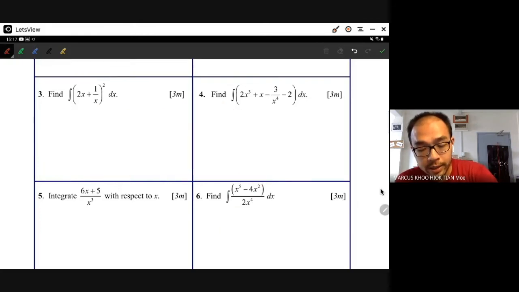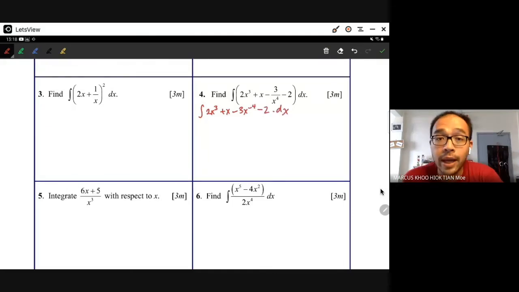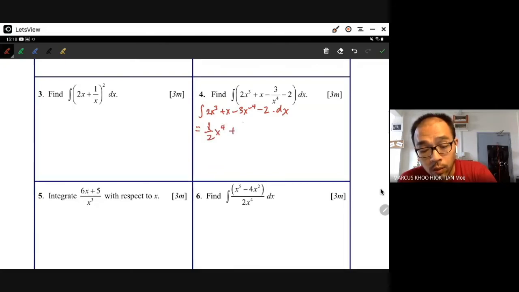Alright, next. This one is pretty straightforward, except that you should always make it one line first. x minus 3x to the power of negative 4 minus 2. Okay, kepada dx. Okay, so when you integrate this, you will get 1 over 2 x to the power of 4 plus x squared over 2. Okay, and then this one will be the slight kicker lah. Minus 3x to the power of minus 3 over minus 3. Okay, minus 2x plus c.